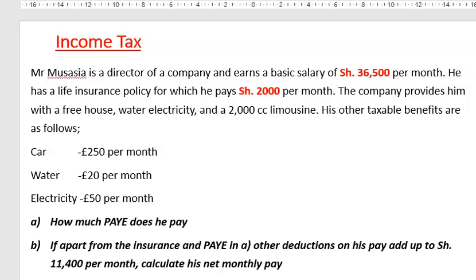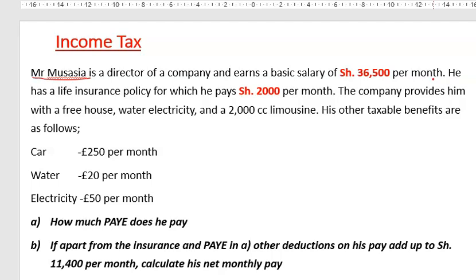Quickly, the question that is provided here is that Mr. Musasia is a director of a company and earns a basic salary of 36,500 per month. He has a life insurance policy for which he pays 2,000 shillings per month. The company provides him with a free house, water, electricity, and a 2,000cc limousine.